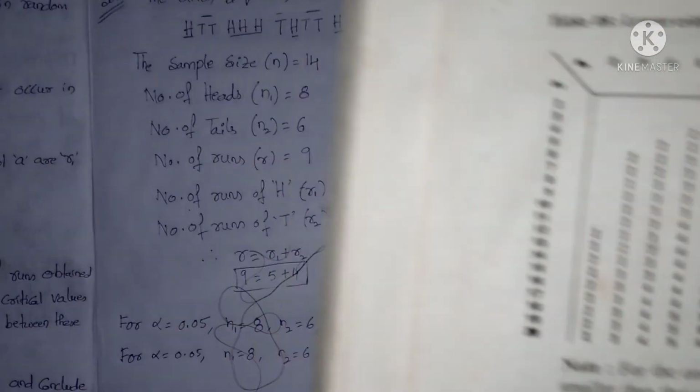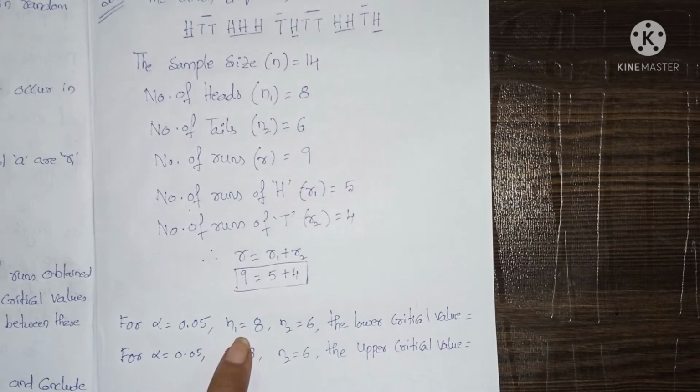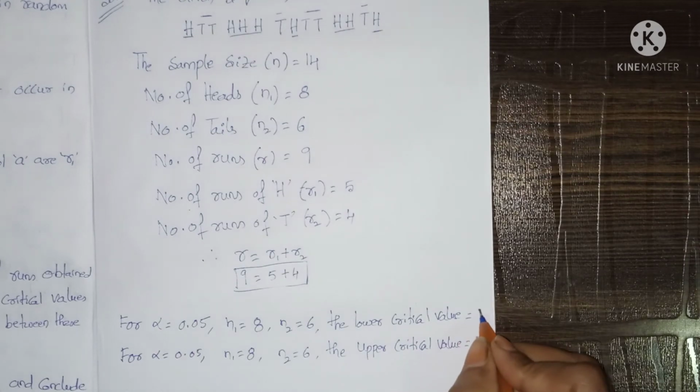Now we'll see what the n values are. n1 is 8, n2 is 6. See here, these are n1 values and these are n2 values. So n1 is 8, n2 is 6, that means here. This is the value 3. So here we have to write 3.